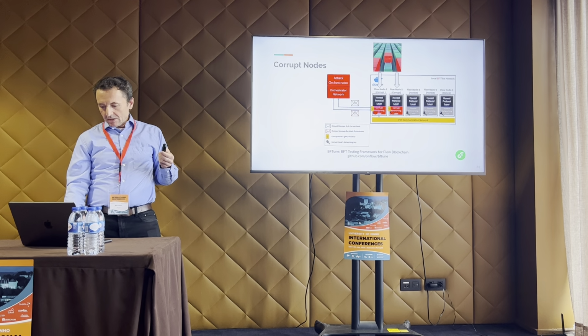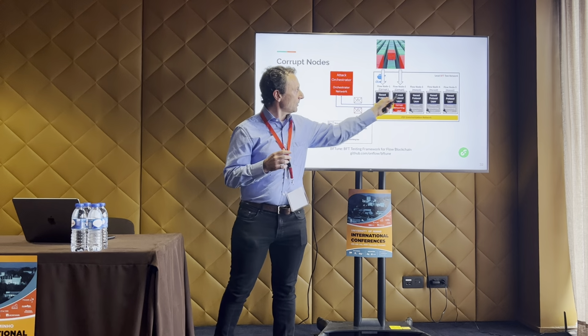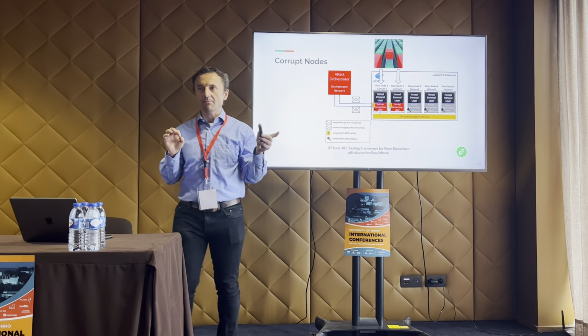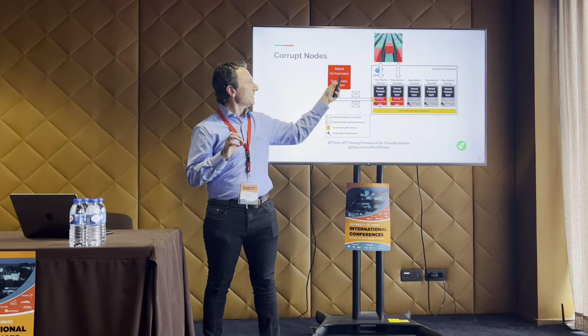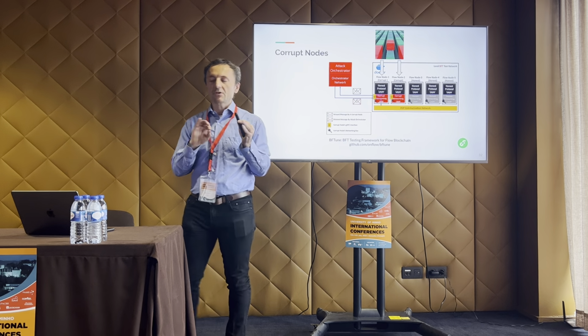Okay, so now we talked about the protocol layer. So the networking layer, that's the part that's different in the corrupt nodes. We had to modify the networking layer so they could send all their messages to the attack orchestrator, all their incoming and outgoing messages. That's the only part that's different.